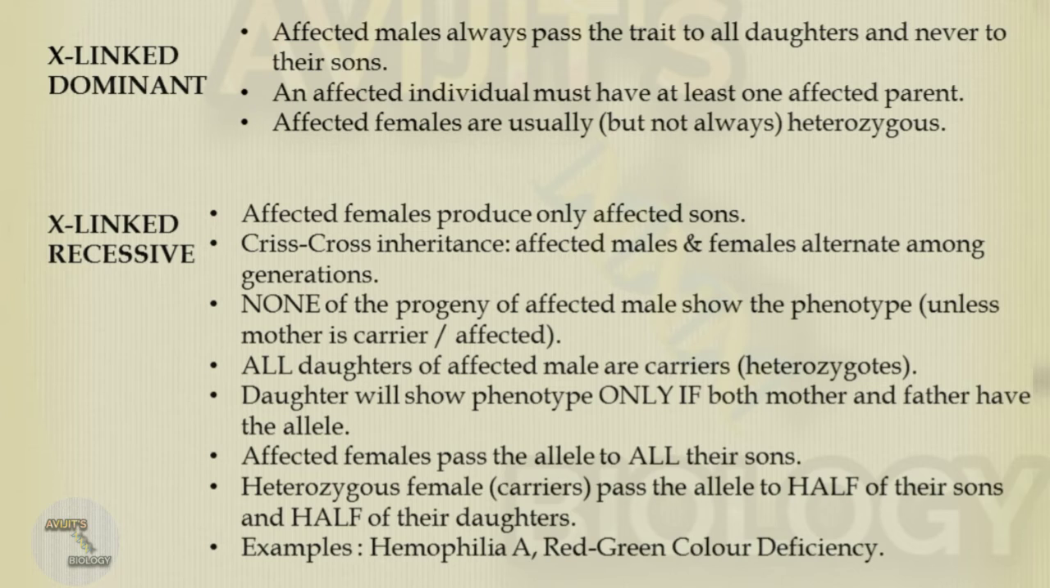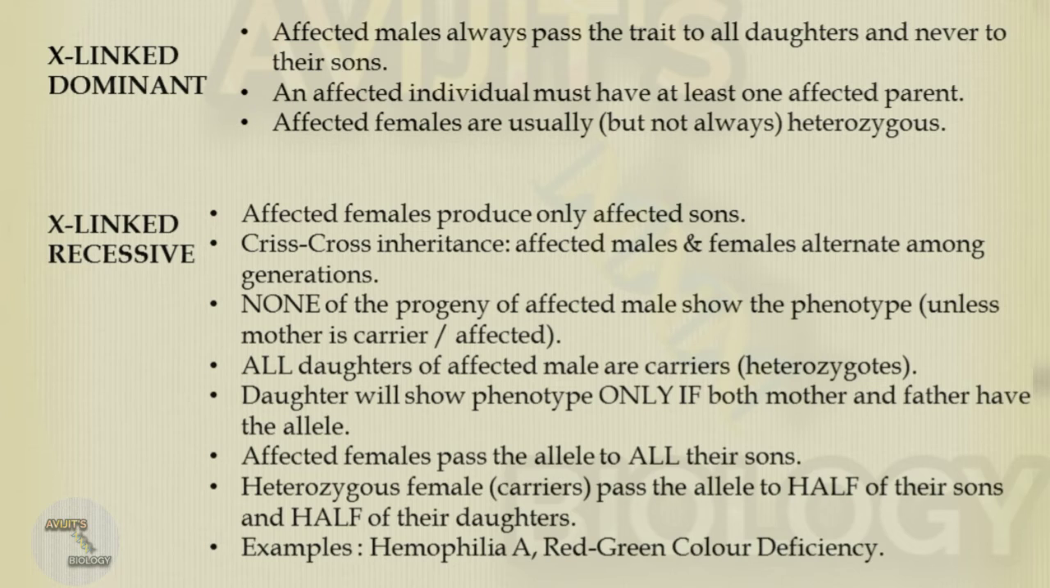Now the next one is X-linked recessive. In this type of inheritance, affected females produce only affected sons, and criss-cross inheritance can be observed. For example, affected males and females alternate among generations. It means if a boy in the first generation is affected, then in the third generation a male will be affected, and there will be no affected boy in the second generation.